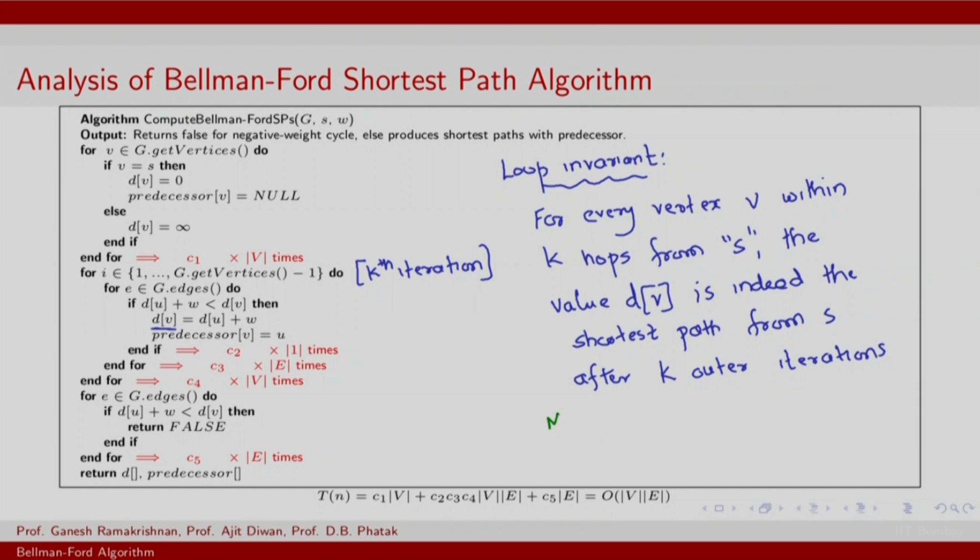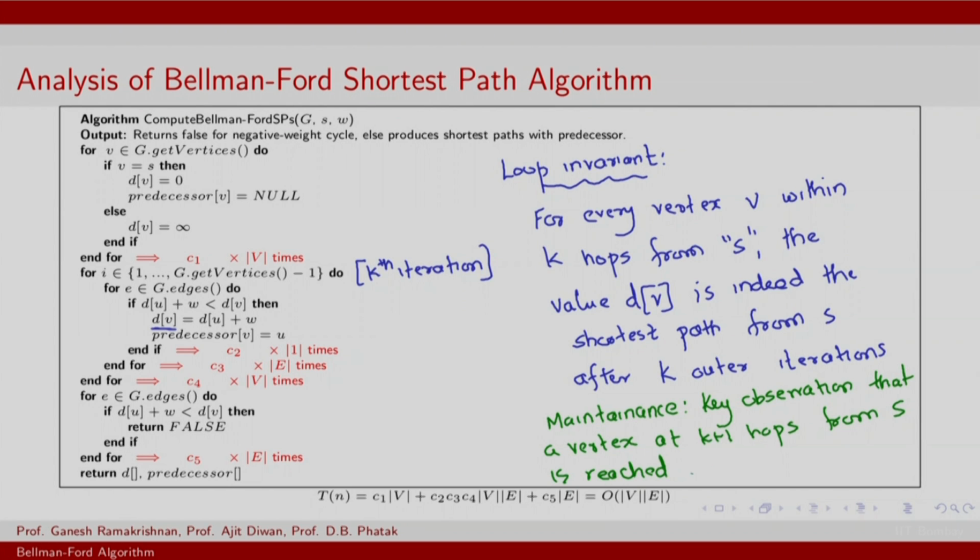So maintenance can be proved with the key observation that a vertex at k plus 1 hops from S is reached through a vertex at k hops from S. And this can therefore extend even at termination.